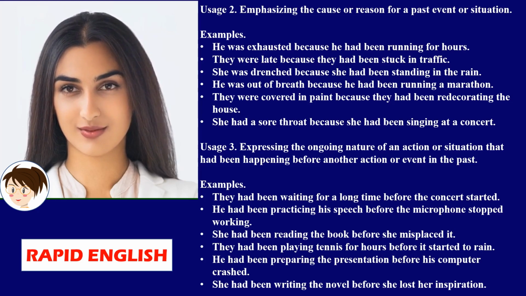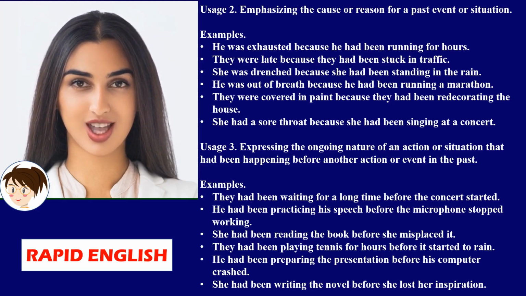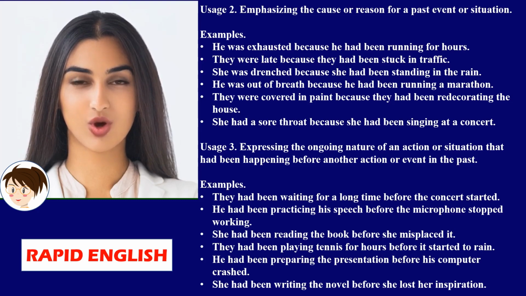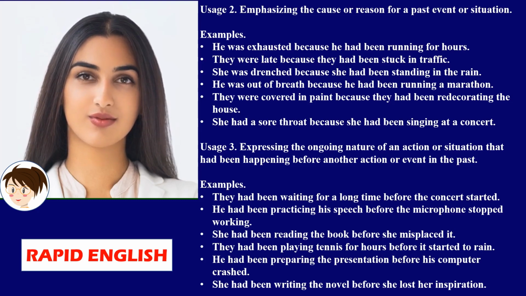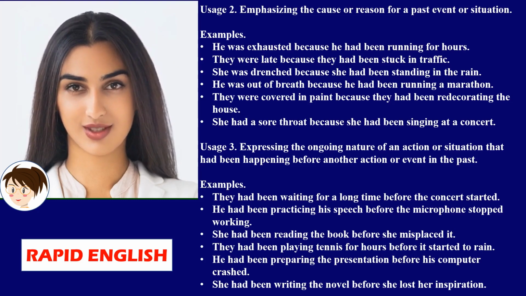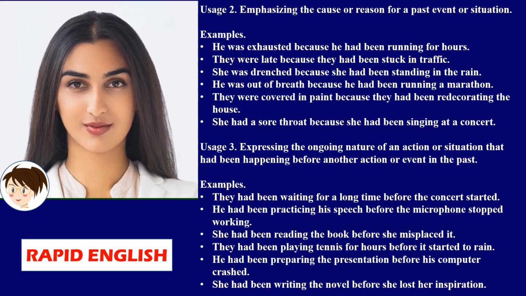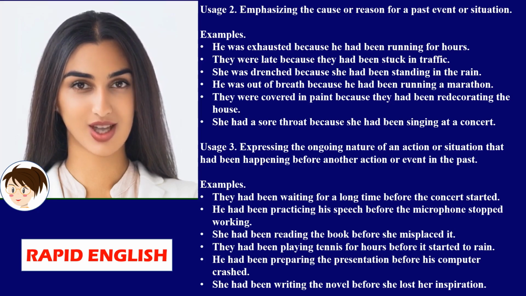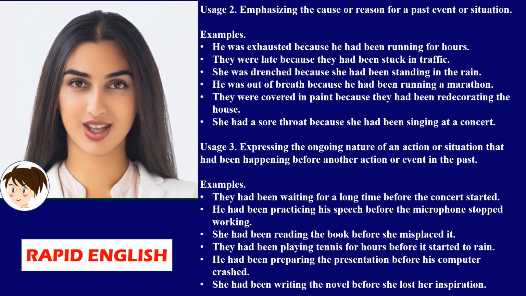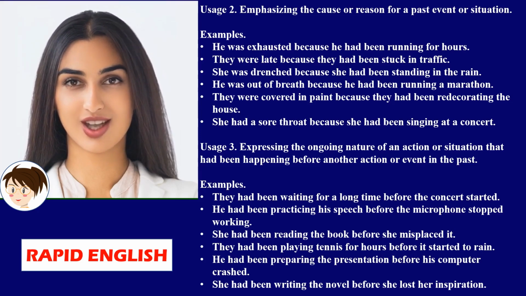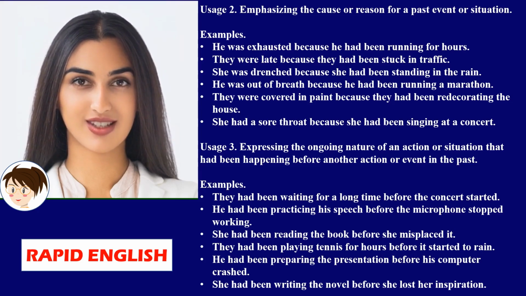Usage 3. Expressing the ongoing nature of an action or situation that had been happening before another action or event in the past. Examples: They had been waiting for a long time before the concert started. He had been practicing his speech before the microphone stopped working. She had been reading the book before she misplaced it.